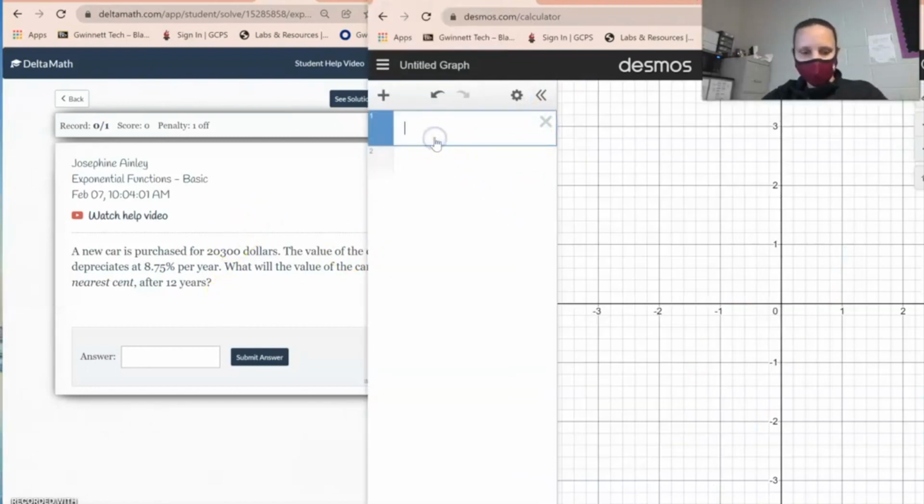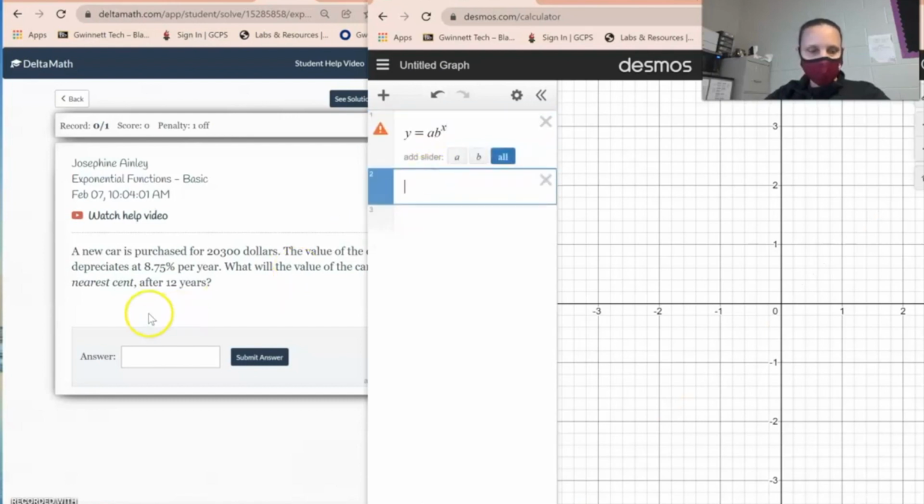So it is y equals a b raised to the x power. So I'm just showing you what it is. So what is the value? So it's asking me what is the value. So my starting A in my question is 20,300.